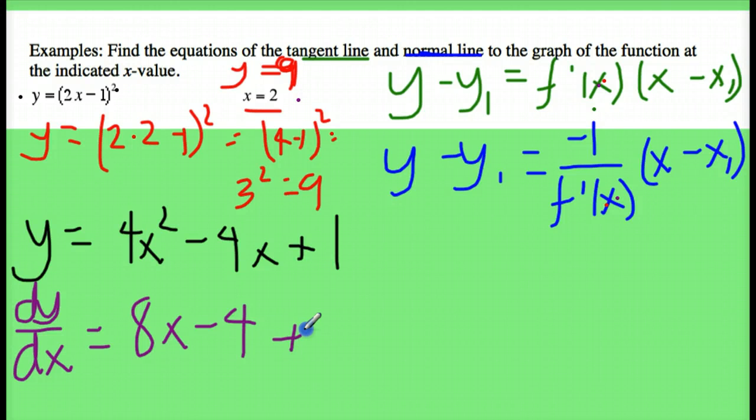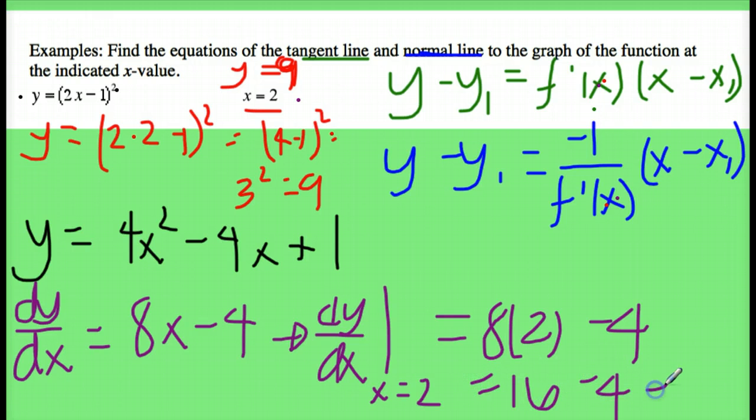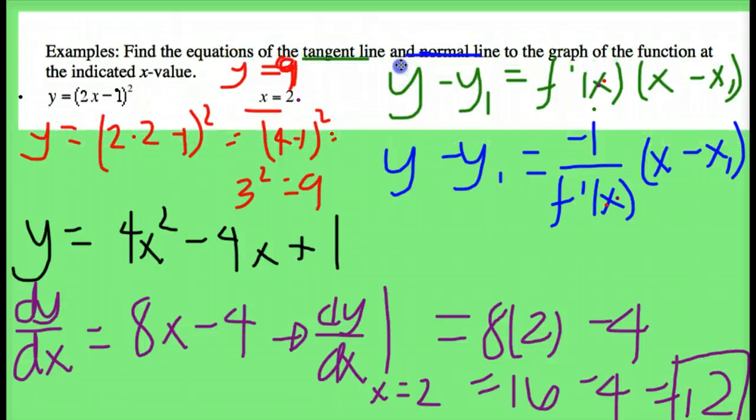So dy dx, and here's new notation, when x is equal to 2, is equal to 8 times 2 minus 4, which is equal to 16 minus 4, which is equal to 12. So the slope of the line tangent to the curve is 12. And now what I need to do is plug it into these two equations.